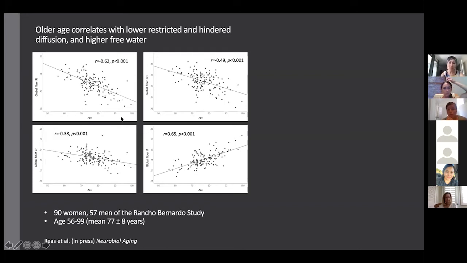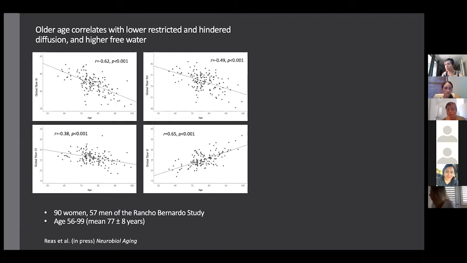And we found very robust correlations between older age and signs of microstructural damage in this cohort. And let me remind you, these are all community dwelling, relatively healthy older adults. None of them were diagnosed with dementia. So this is a relatively healthy sample. And these plots here are just showing correlations between age and white matter microstructure across all fiber tracts. And we're seeing that older age strongly correlates with reduced restricted diffusion and increased isotropic free water.